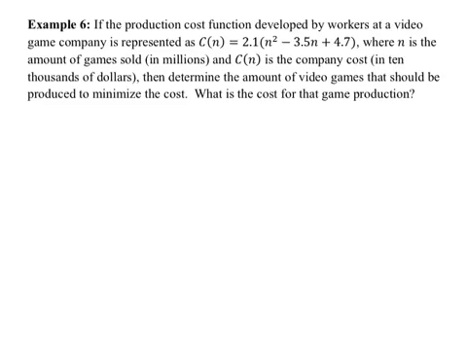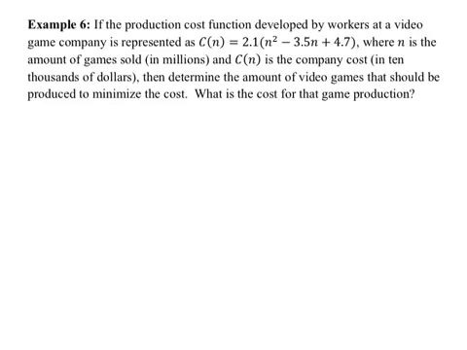Okay, so we have the value of n, where n is the amount of games in millions. So if you get 5 for n, it's 5 million games. And C of n is the company cost in $10,000s of dollars. So if you get 7, it's really 70,000. If you get 8 as your answer for the y coordinate, it's 80,000. Okay, we'll talk about that at the end. So determine the amount of video games that should be produced to minimize the cost, and then find what the cost is. So again, find x and y, but in different terms.